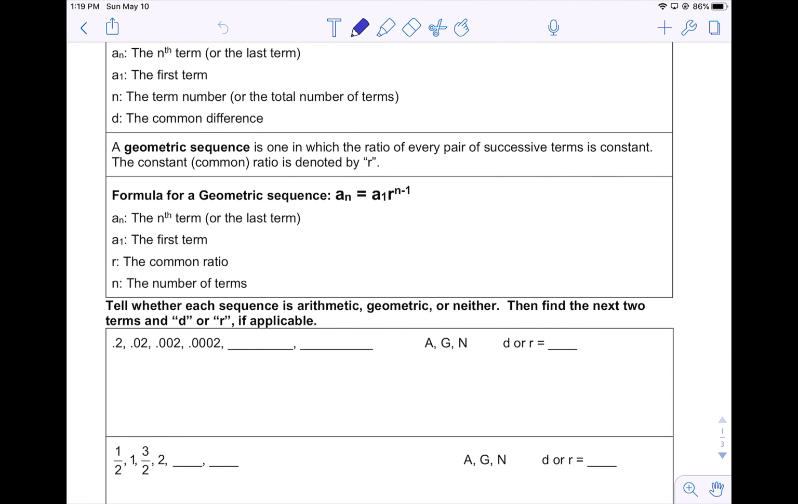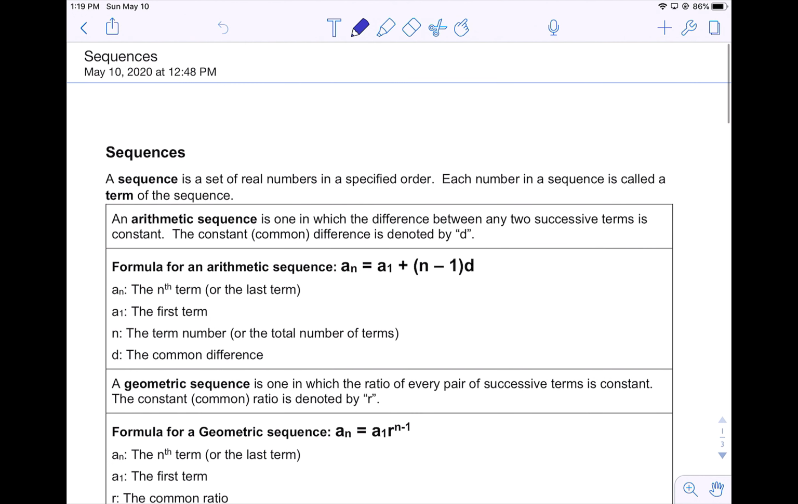This is for Pre-Cal Week 8, Task 2, over sequences. So you may or may not have remembered sequences from Algebra 1 and Algebra 2, but a sequence is a set of real numbers in a specific order.